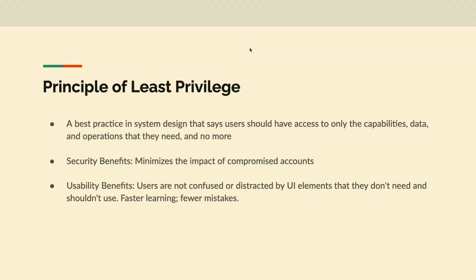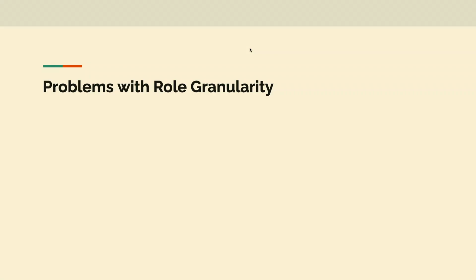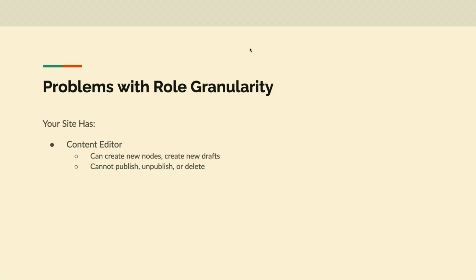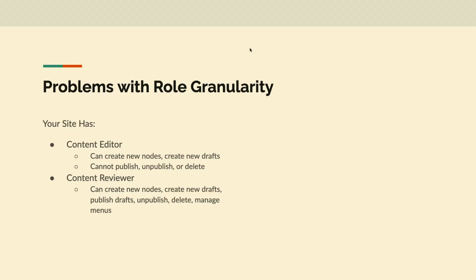So let's walk through a couple of scenarios. I call these problems with role granularity. Imagine you have a site. Your site has a role called content editor. That content editor can create new nodes and can create new drafts, but cannot publish, unpublish, or delete them. Imagine you have another role that's a content reviewer. That role can create new nodes, create new drafts, publish, unpublish, delete, and manage menus. So you have a workflow where one person can write and another person actually has to approve and publish and can do all kinds of things.